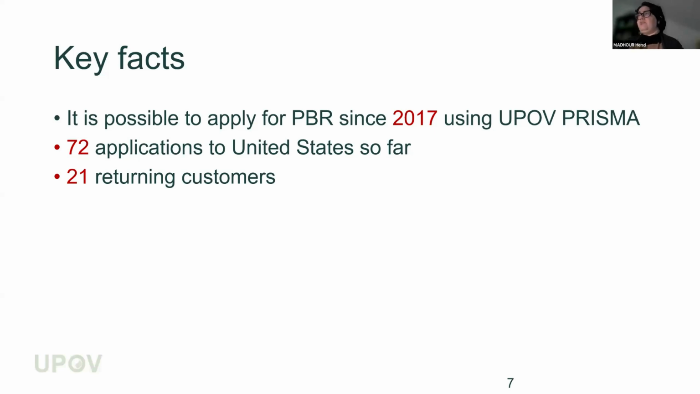So let's dive a little bit. There are some key facts for the United States of America in UPOV PRISMA. It is possible to apply for PBR since 2017 using UPOV PRISMA. So far, 72 applications were made using UPOV PRISMA to the United States, and it was done by 21 returning customers.